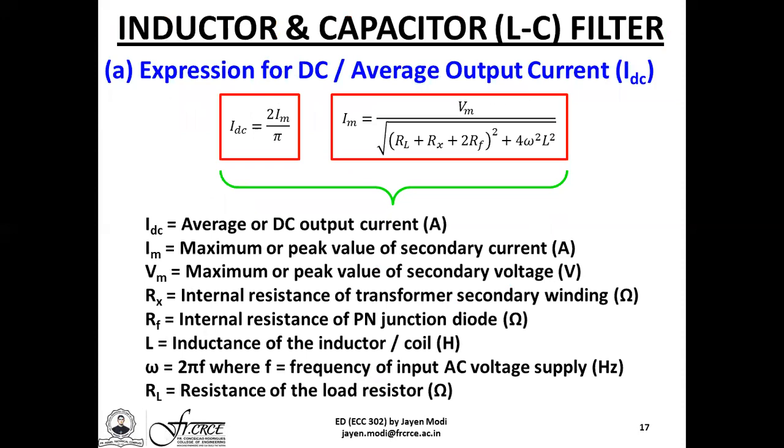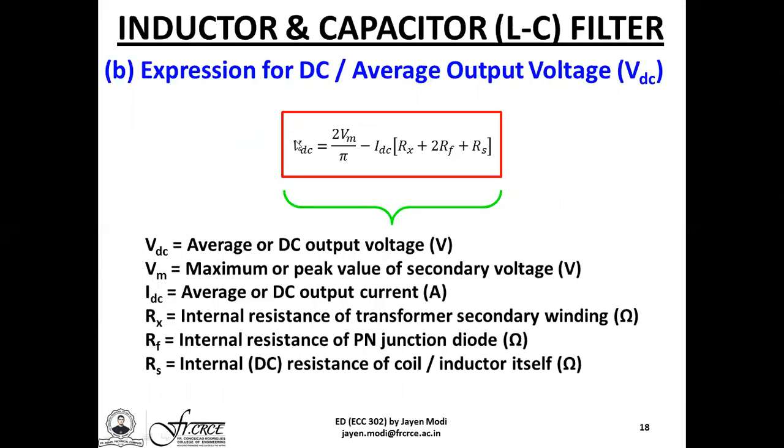The expressions for the DC or the average output current IDC are exactly the same as that of the inductor or the L-type filter. We have IDC is equal to twice Im upon pi, where Im or the maximum or the peak current across the secondary windings is given by Vm divided by square root of the whole term RL plus Rx plus 2Rf the whole term square plus 4 omega square L square, where all these terms RL, Rx and Rf have their typical usual meanings as given.